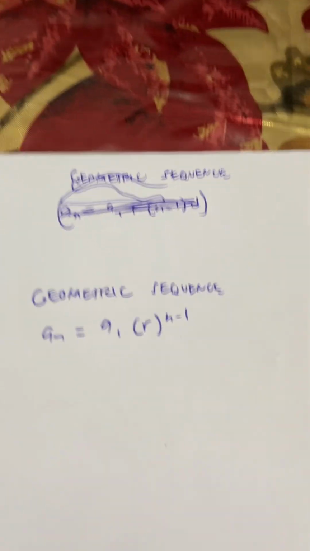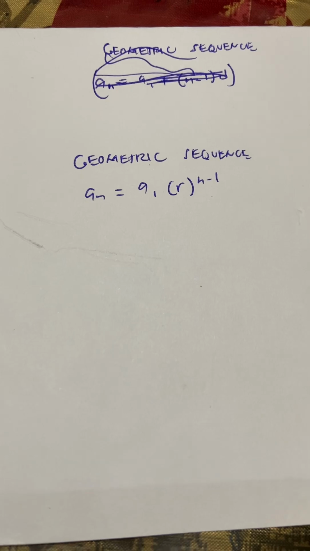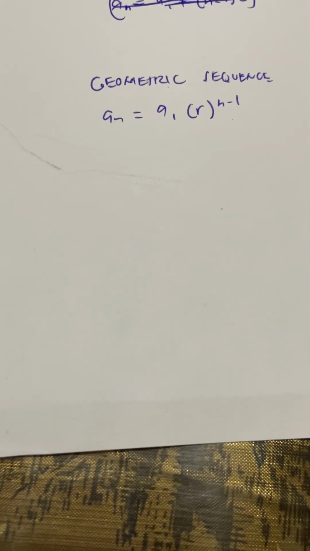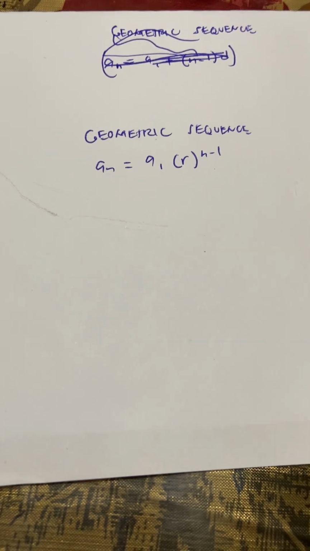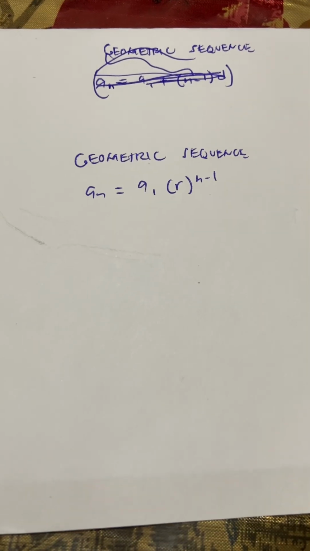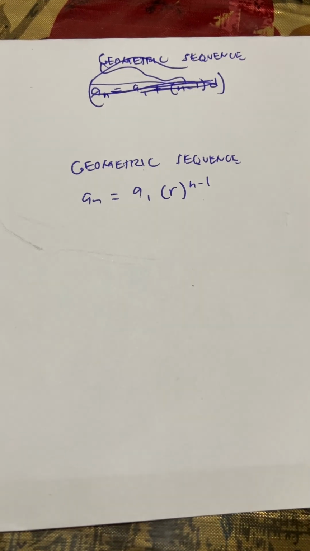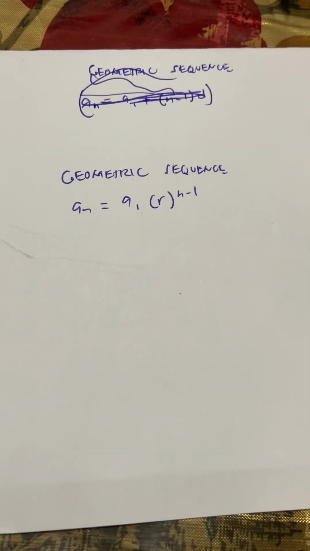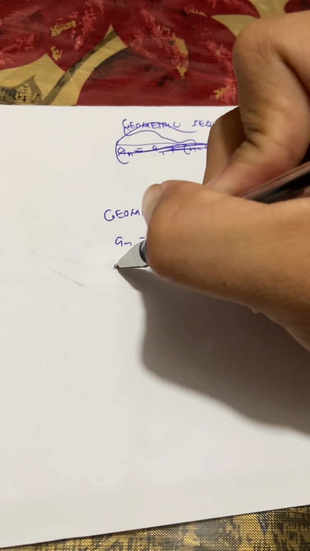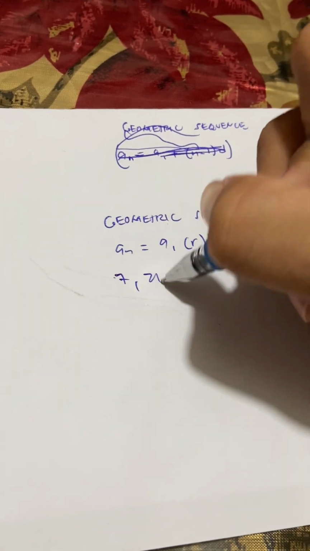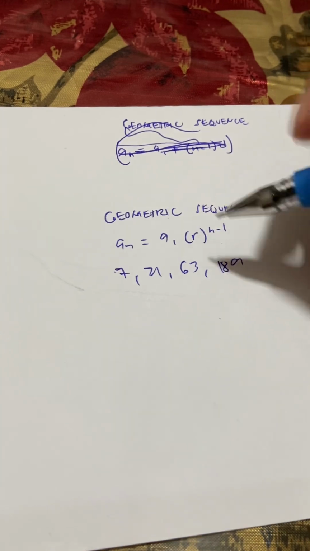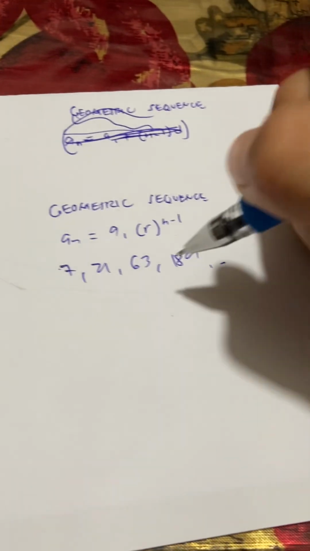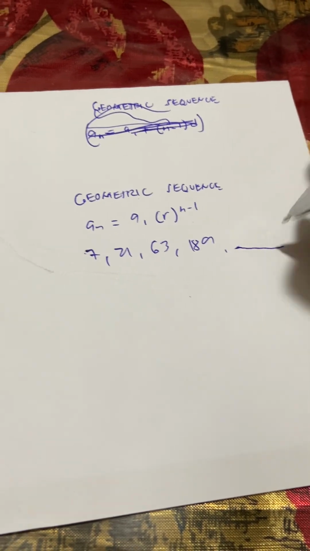So let's proceed to the geometric sequence. A geometric sequence is a sequence of numbers in which each term is found by multiplying the previous term by a constant called the common ratio. So we have here 7, 21, 63, 189, and we're gonna find the fifth term.